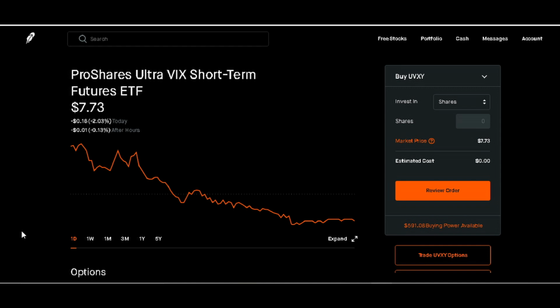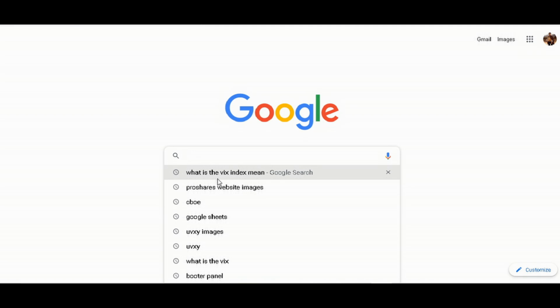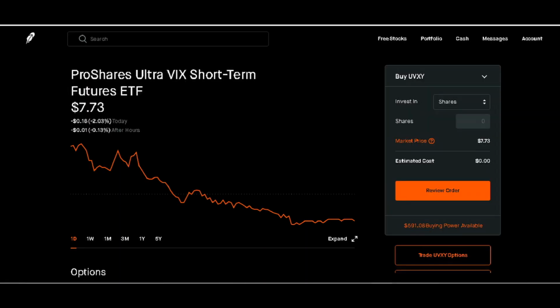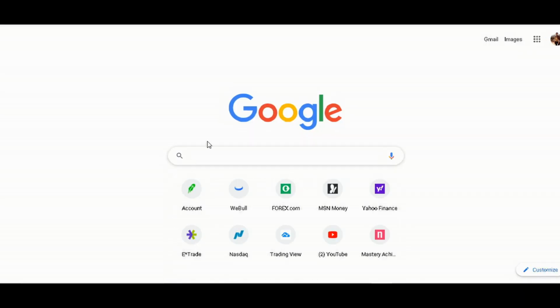And what I want to tell you guys is, if you don't really understand what you're going to be investing in, don't invest in it. Always try to find a website or find information about it. So we're going to open up the next tab and click right here: what is the VIX Index? Because remember, it talked about the VIX Short-Term Futures ETF. I've already typed it in.